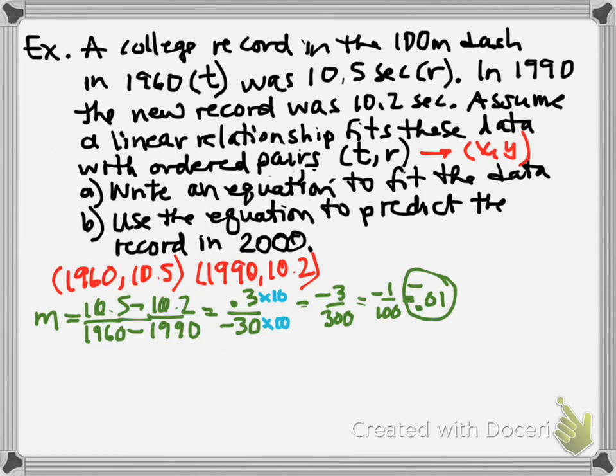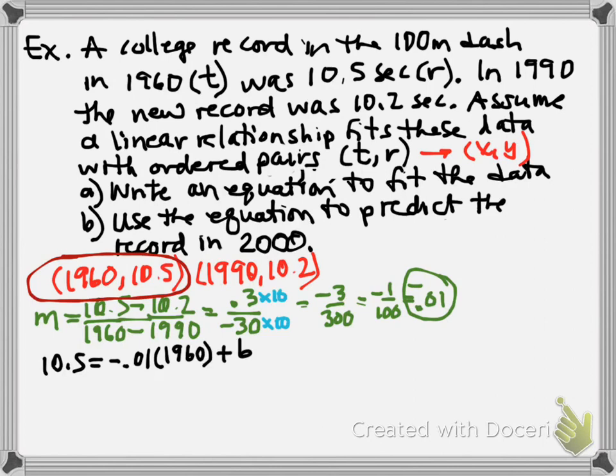Okay? Now I'm going to pick one of those 2 points, and it really doesn't matter which. So you're going to have to do a lot of math on some of these, so we're going to be using our spirals to do our work. And we're going to take a point and plug it into the slope-intercept form. So the y value, the 10.5, equals the slope, which was negative 0.01, times the x value, which was the 1960, plus b. And now we're going to solve it.